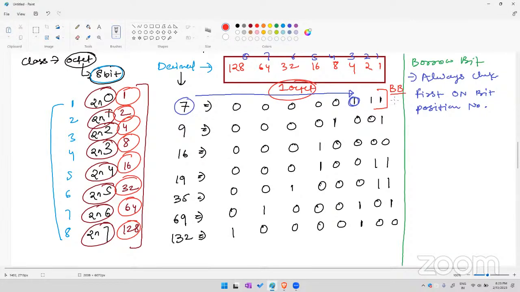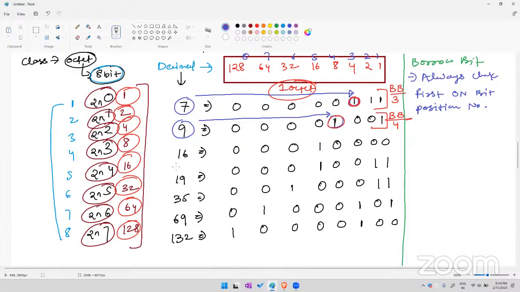The borrow bit is 3, because the third bit is the first one on. If you are converting decimal to binary, take 9. Coming from this side, which value is first on? The 8. Verify which position number the 8 represents. The borrow bit is 4.